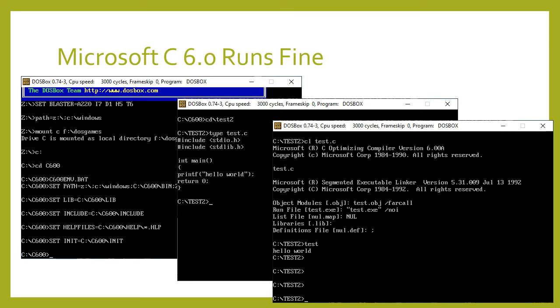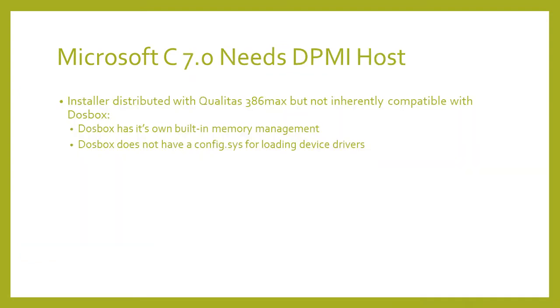As many of you likely know, MSC 6.0 seems to just work, and that is because it does not require a DOS protected mode interface. Microsoft C7, if this compiler is run from Windows 3.1, which includes its own DPMI hosts, works just fine. But if this compiler is run straight from MS-DOS, it requires a DPMI host running in DOS.